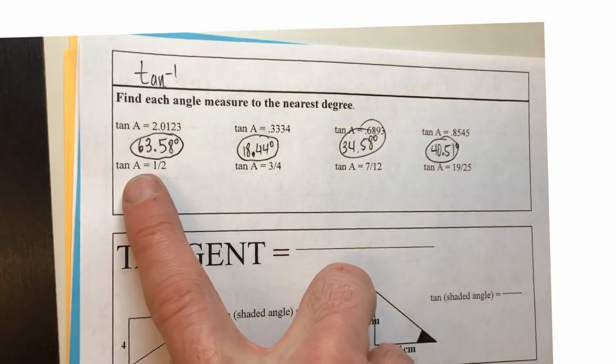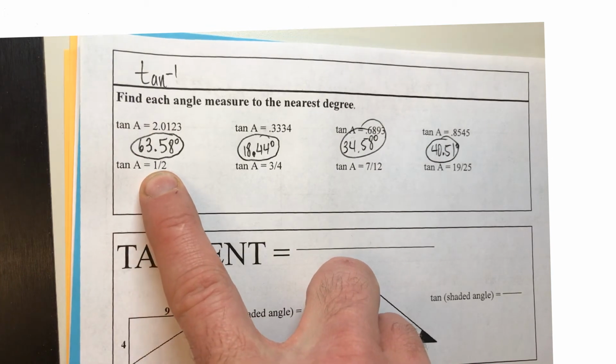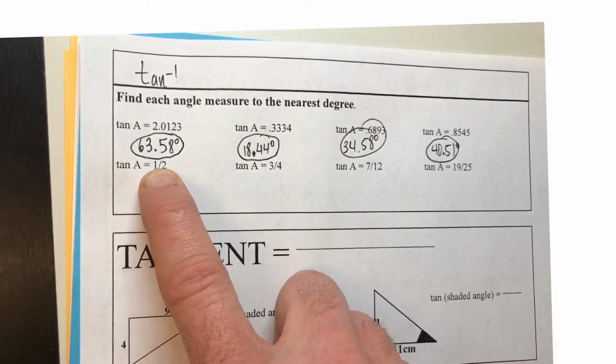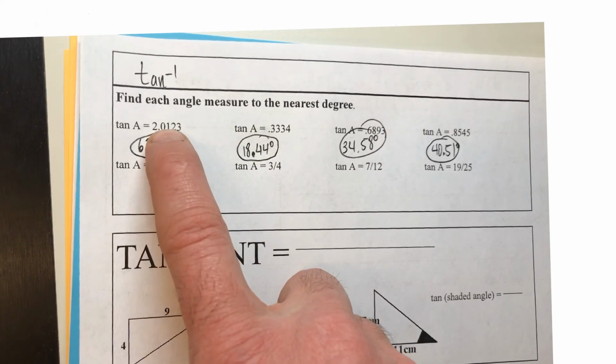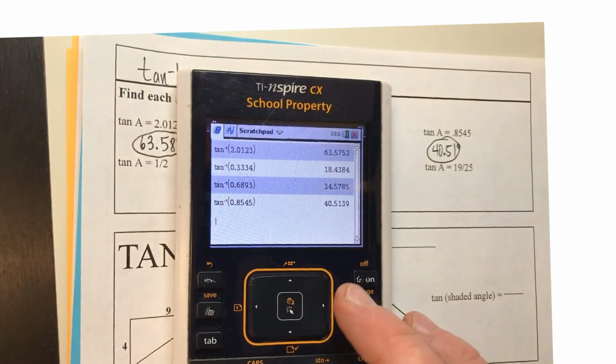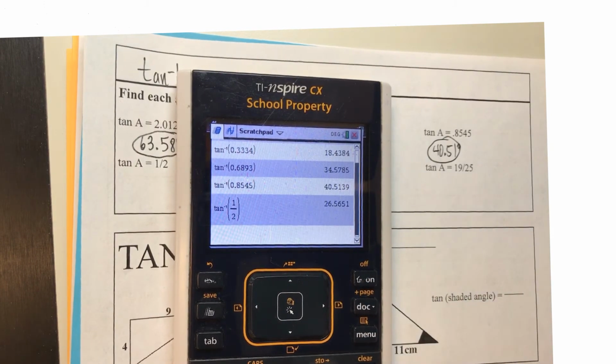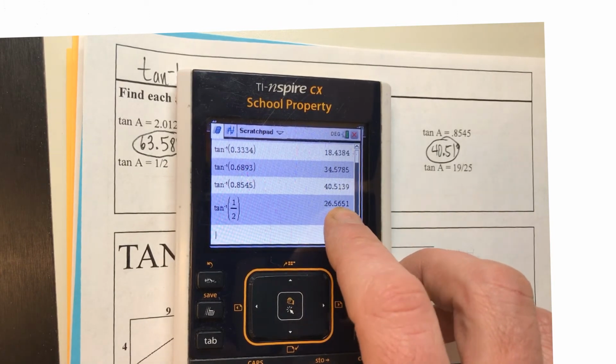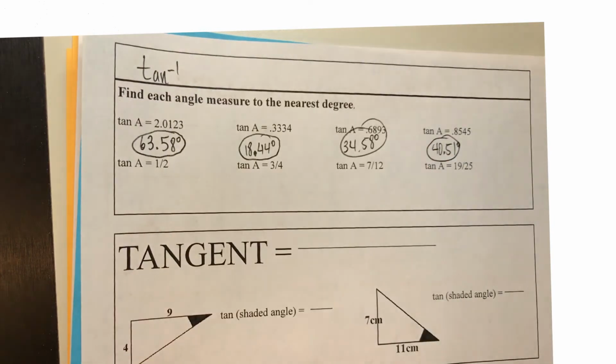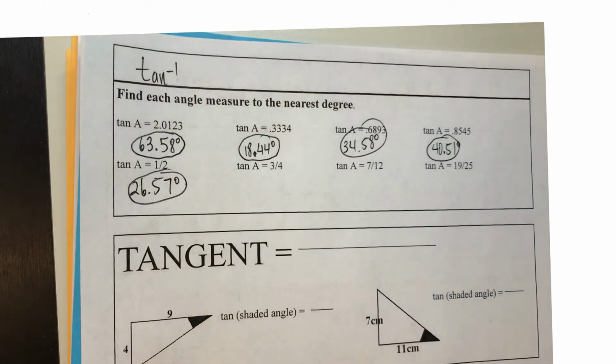Now, on this next row, it's the same thing, just as a fraction. You're going to type it in the exact same way, just typing a fraction in parentheses instead of the decimal. So it's no different. Just go tan inverse of 1 divided by 2, or if you want, just type it as a fraction. So if an angle has a tangent of 1/2, how big is that angle? 26.57 degrees. Okay, so do those next three. Find out how big each one of those angles are.